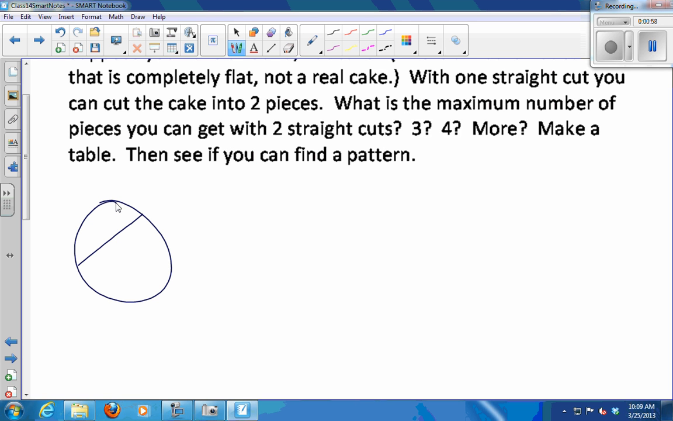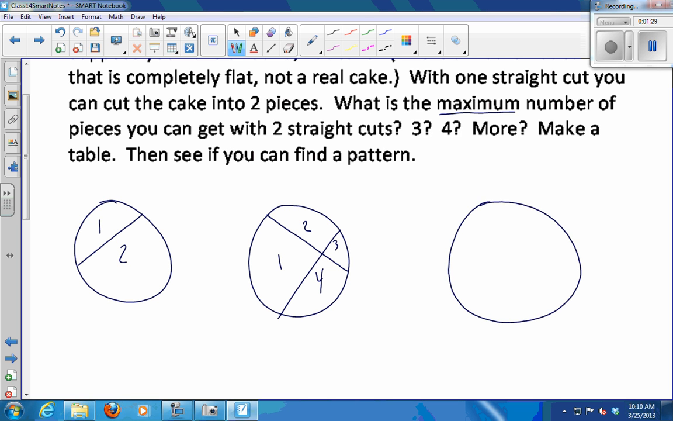Okay. How many pieces could you make if you made two straight cuts? 4. So I put them anywhere, right? Two straight cuts will give me 1, 2, 3, 4 pieces. Yes, but I wanted to know the maximum number of pieces I could get. So yeah, I could just make 3, but I want to make as many as I can. Okay. So if I could make 3 straight cuts, how many pieces could I get?